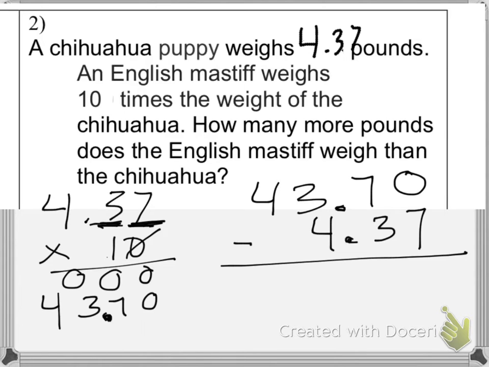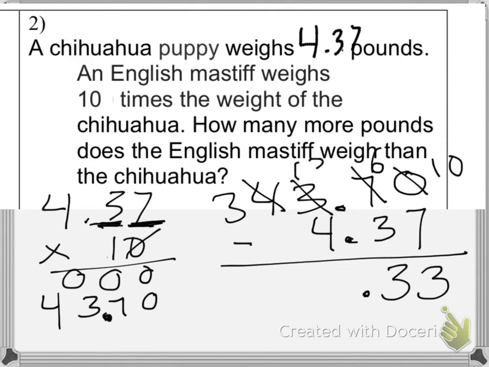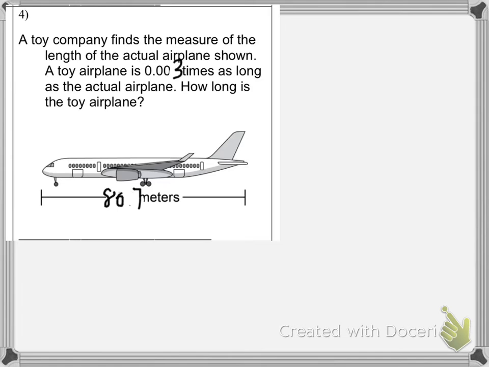subtract here. I'm going to have to borrow right away. Make this a 6, make this a 10, and 10 take away 7 is 3. And then 6 minus 3 is 3. Bring your decimal straight down. And then, I'm going to have to borrow again. Make this a 3, make this a 13. 13 take away 4 is 9, and 3 minus nothing is 3. All right, so it's 39.33 pounds heavier.